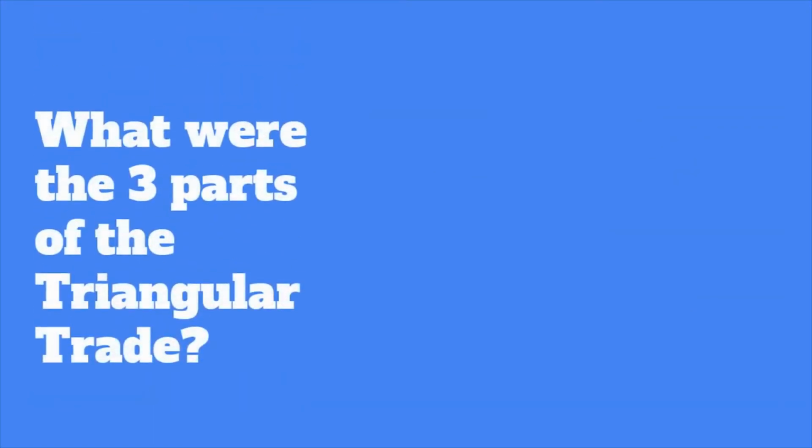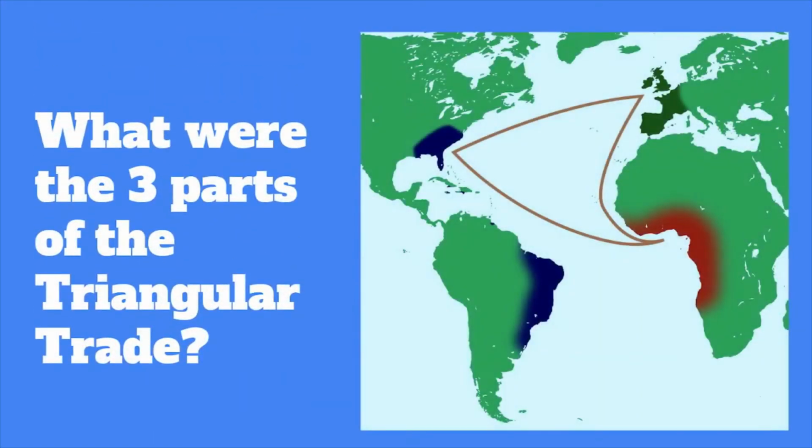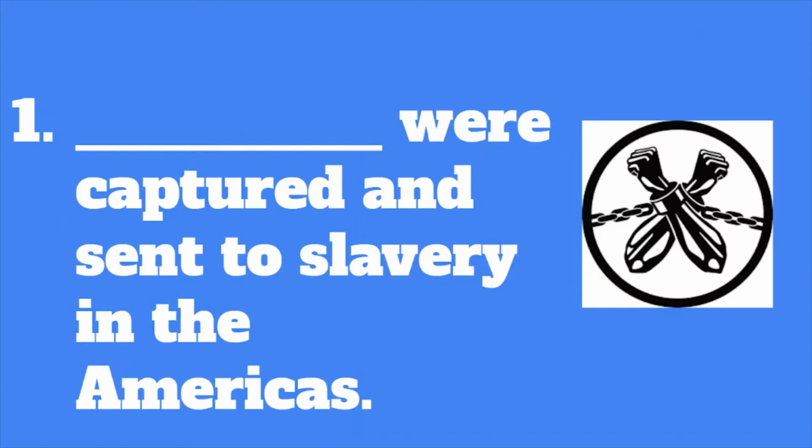Review. What were the 3 parts of the triangular trade? Number 1, were captured and sent to slavery in the Americas. So this is the first part of the triangular trade.